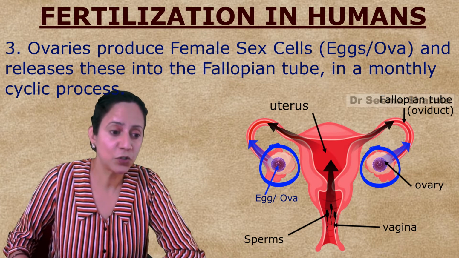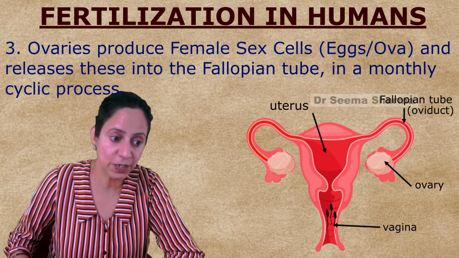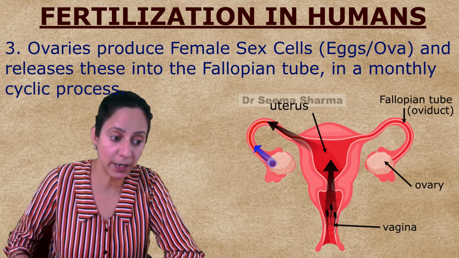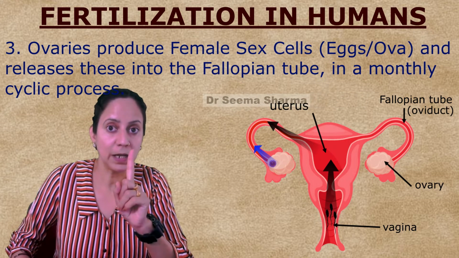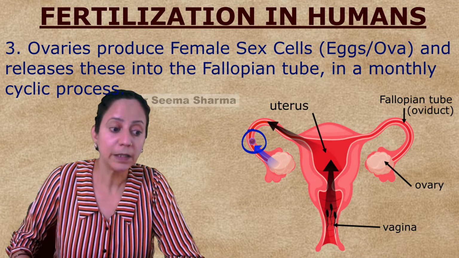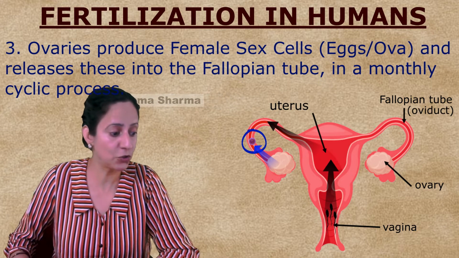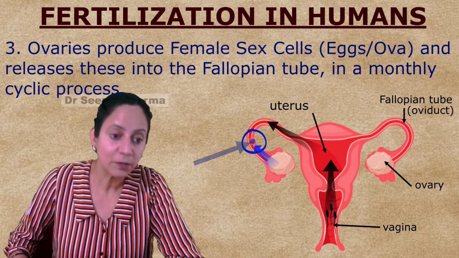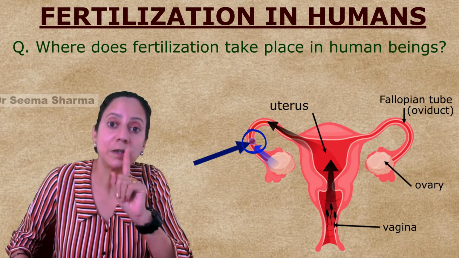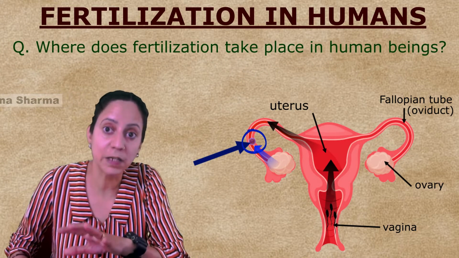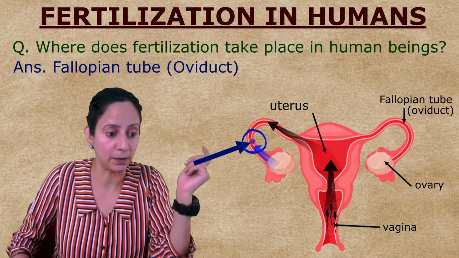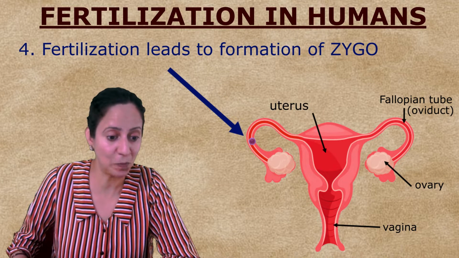So now you have to visualize that sperms are proceeding towards the oviduct. The ovary has released one mature egg into the oviduct, a single egg or ovum. It is surrounded by a million sperms in the initial part of the fallopian tube, and this is the place where fertilization takes place. So if the question is where does fertilization take place in human beings, the answer should be fallopian tube or oviduct. Fertilization leads to zygote formation.